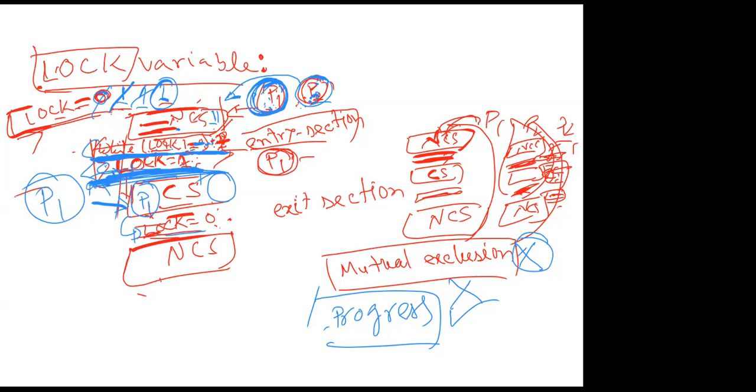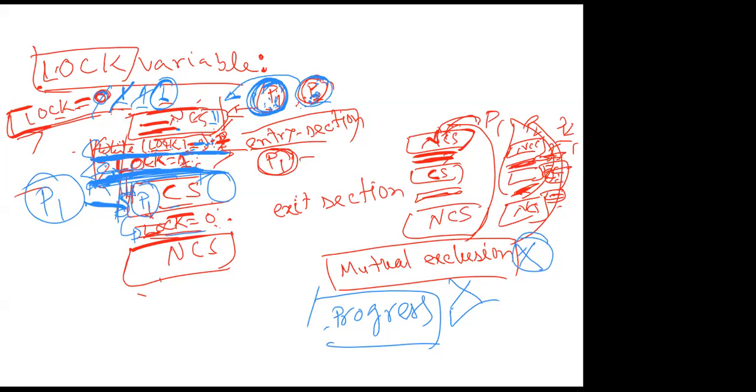So in this case it doesn't guarantee progress as well, but the blocking is not indefinite. Once P1 gets scheduled by the CPU through the operating system, it will execute and enter the critical section, because the next line is the critical section.